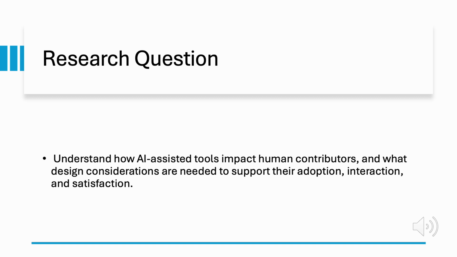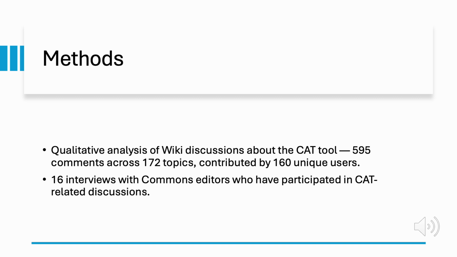In this research, we aim to understand how AI-assisted tools impact human contributors and what design considerations are needed to support their adoption, interaction, and satisfaction. To understand Commons contributors' experiences with the CAT tool, we first conducted a qualitative analysis of wiki discussions about the tool. We then invited all users involved in those discussions to participate in interviews. 16 participants accepted and completed an interview with us. Now, I'll share what we found from both the analysis and the interviews.